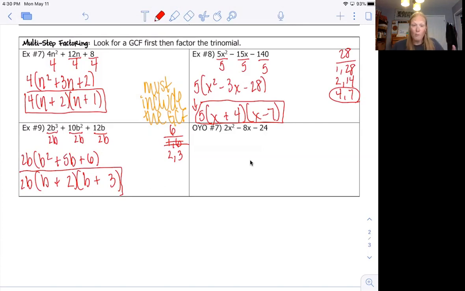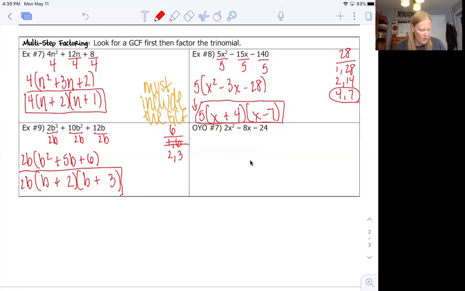Okay, so you have one more on your own. Pause the video, I'll give you the solution in just a second. And then there is no differentiated homework tonight. And it does look kind of long, but they go fast, so it's good to get extra practice. Okay, so just blow through it.